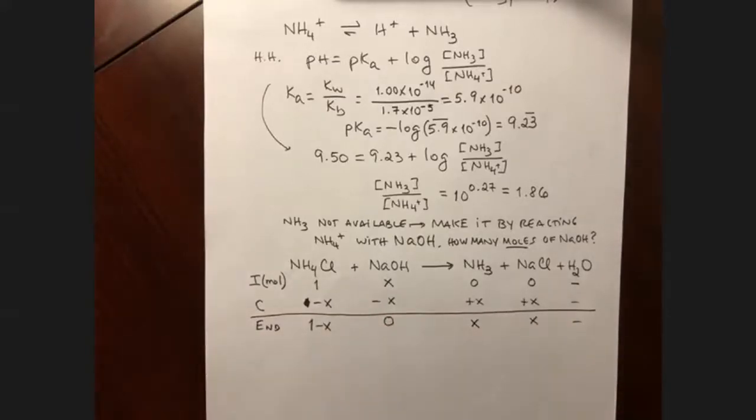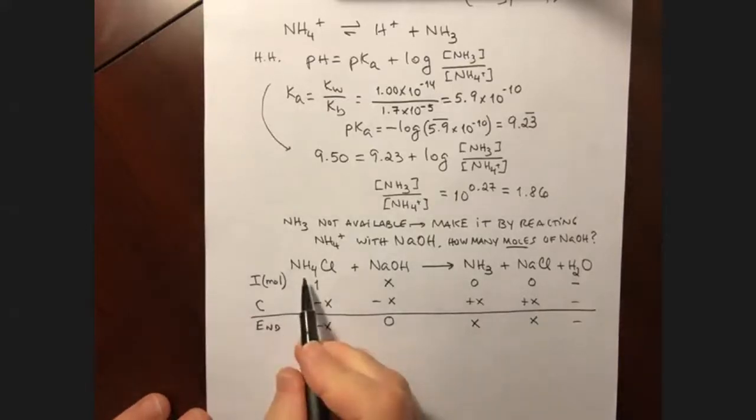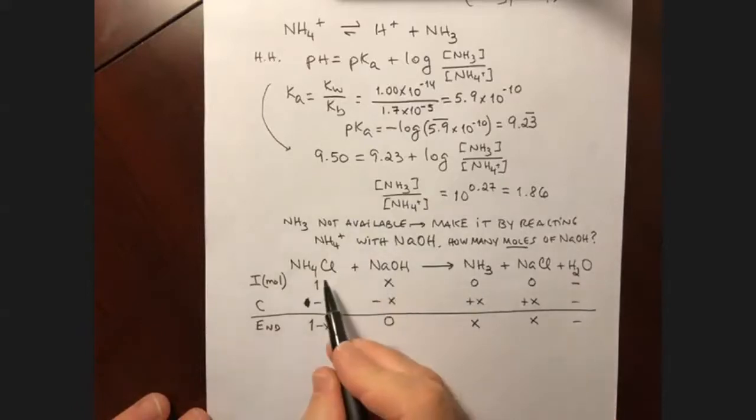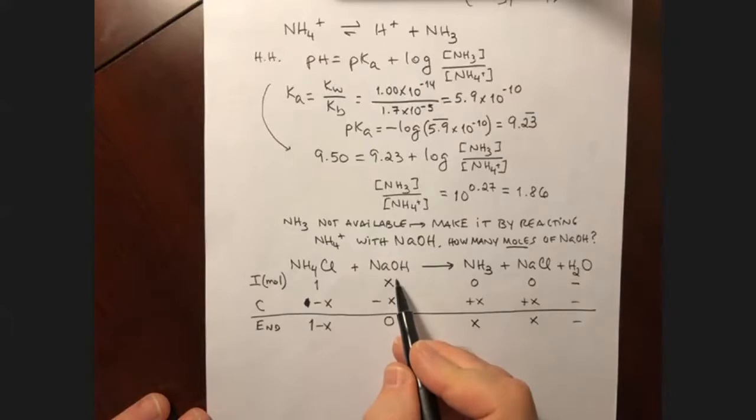Remember, I don't have ammonia. I have to generate it. The only source of ammonia is if I can convert some of the ammonium ions into ammonia. The only way I can do that is by reacting the ammonium ions with sodium hydroxide. But I need to figure out how much.